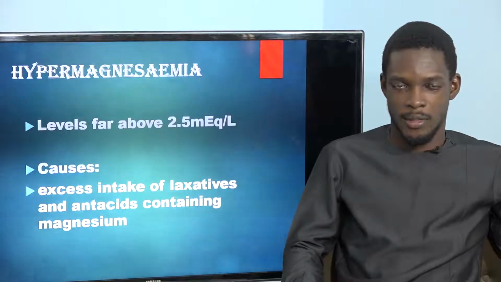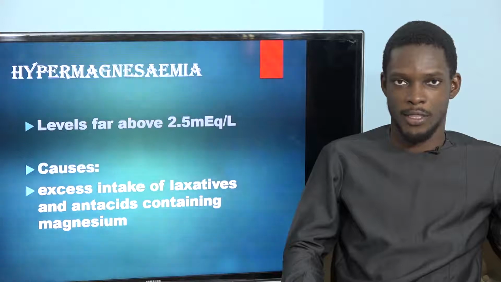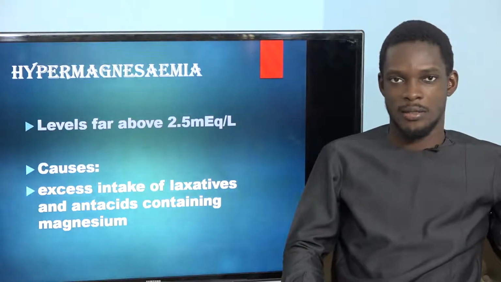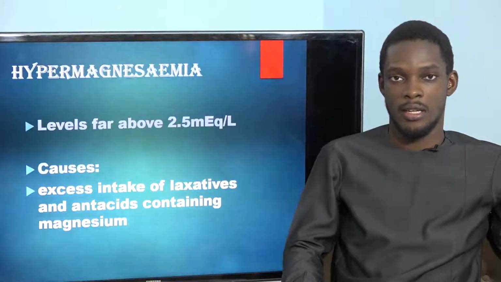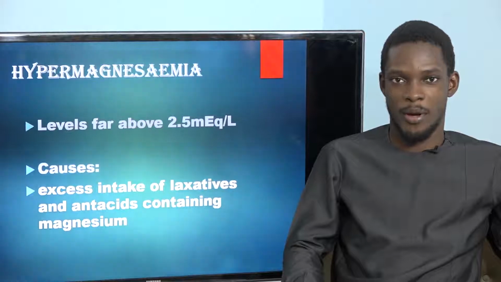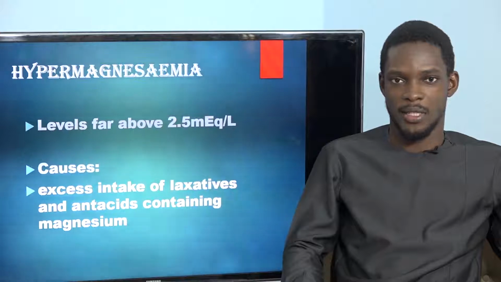Hypermagnesemia. In hypermagnesemia, you may observe levels of magnesium far above 2.5 milliequivalents per liter. Note that magnesium has a high therapeutic index, and therefore in questions where hypermagnesemia is implicated, you will see that magnesium levels will be around 5.3 or 5.0 or 4.0, far above the normal range, and that will tell you that this is hypermagnesemia.